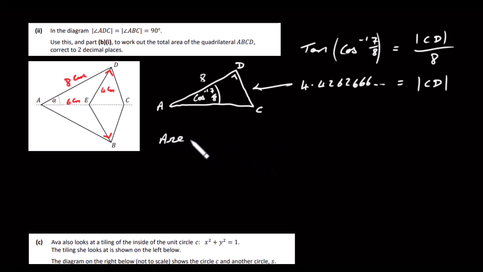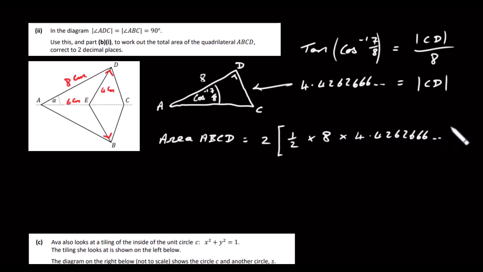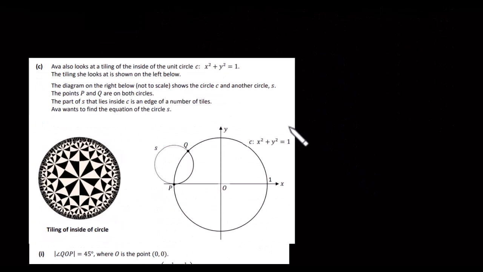So the area of our quadrilateral ABCD is just going to be twice half the base. Well, we'll take the base as, let's say, 8, and the perpendicular height as 4.4262666. Now, when you work that out, you get 35.41 to 2 decimal places. And that's centimeters squared. Okay, there are other ways of doing that, but that's just the way that came into my mind initially. So let's have a look at C then.